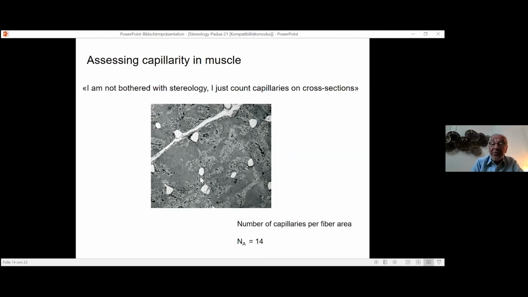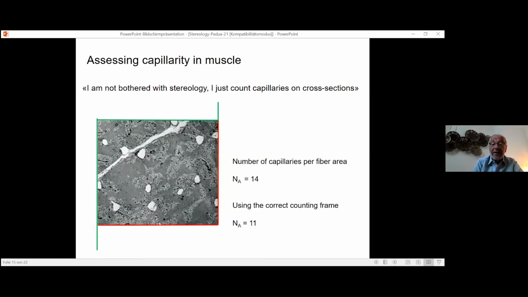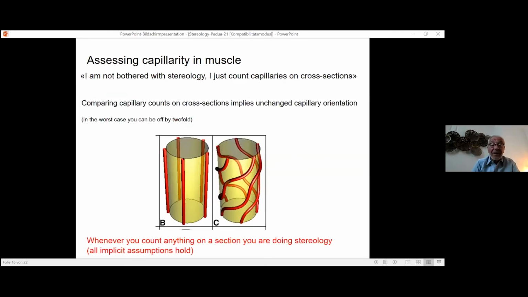If you do it correctly, then you count the capillaries that intersect with the green line, but you're not allowed to count the ones that intersect with the red line. Using the correct counting frame gives you 11 capillaries. So "I'm not bothered with stereology, I just count capillaries on cross-section" is probably not true.